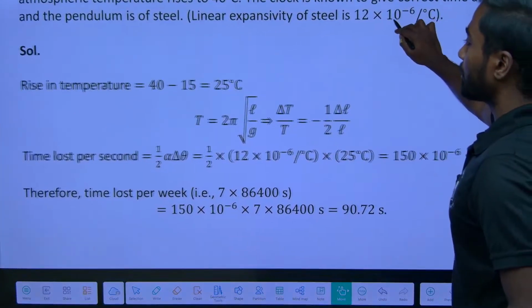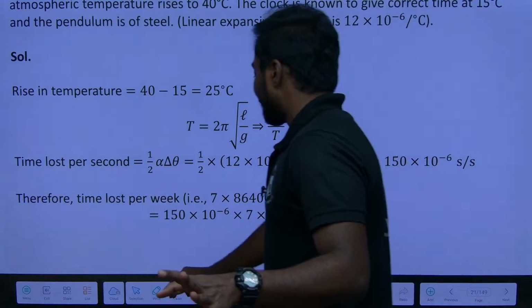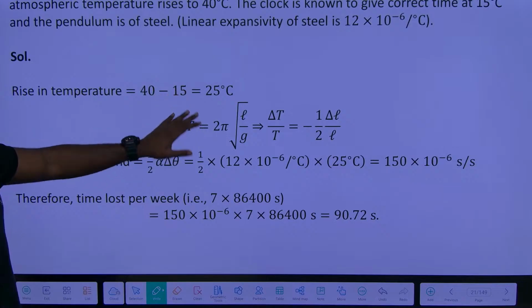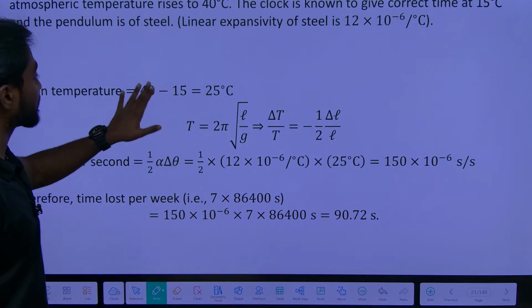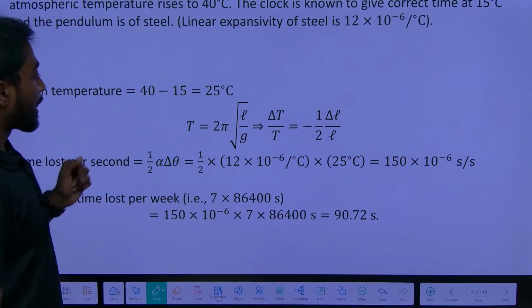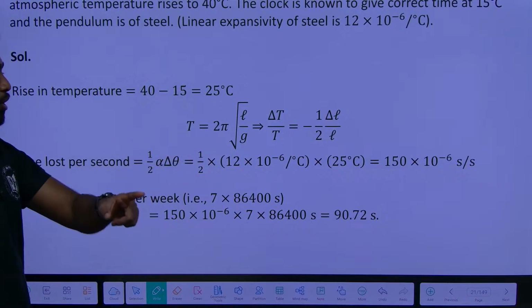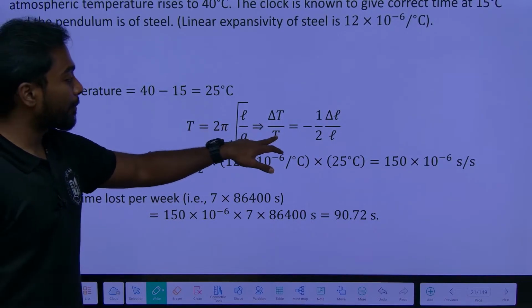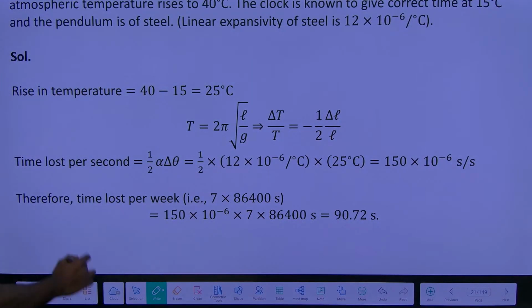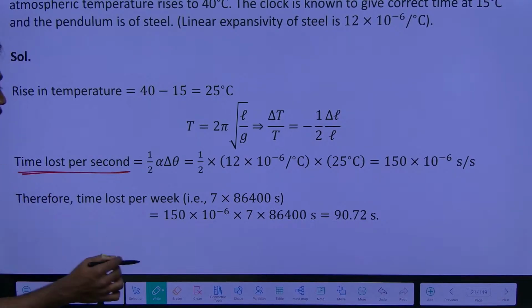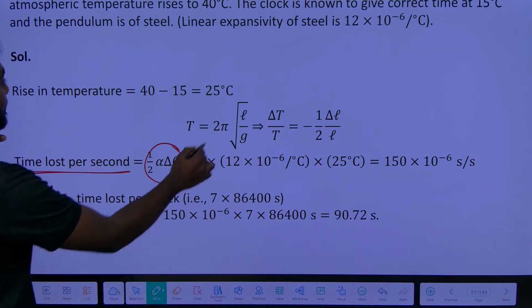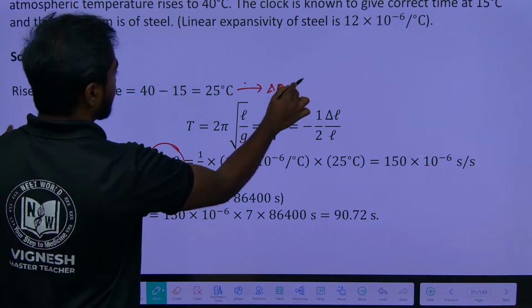When we talk about the rise in temperature, it gives the change in temperature. The initial temperature was 15 and the final temperature was 40, so the change in temperature is 25 degrees Celsius. And the formula: delta T by T equals minus 1 by 2 delta L by L. So the time lost per second is given by half of alpha delta theta. This is delta theta. Got it?